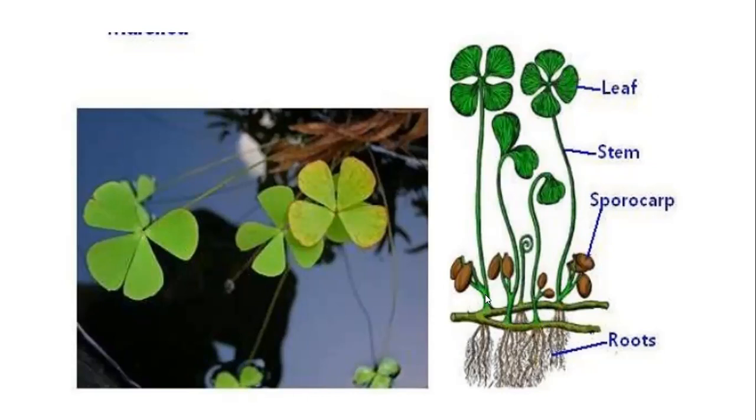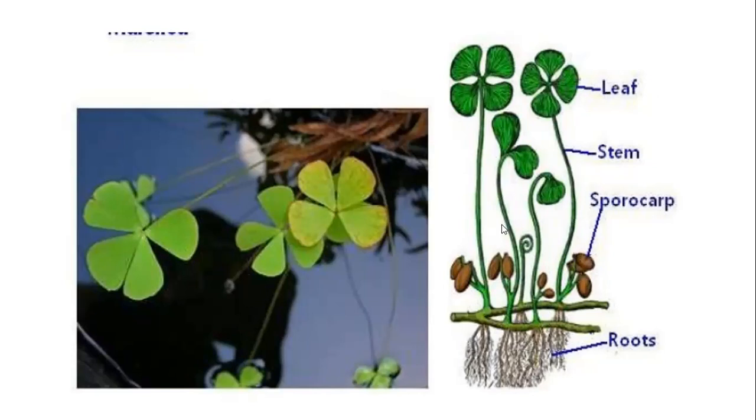Now on this petiole, that is on the basal side of the leaf, at the time of reproduction, you can see the development of these specialized fruiting body-like structures. We call them sporocarps. Only Marsilea develops this sporocarp, within which the sporangia are going to be developed.